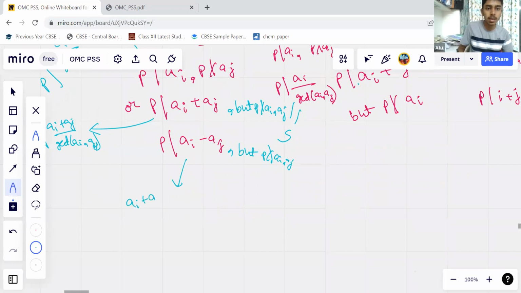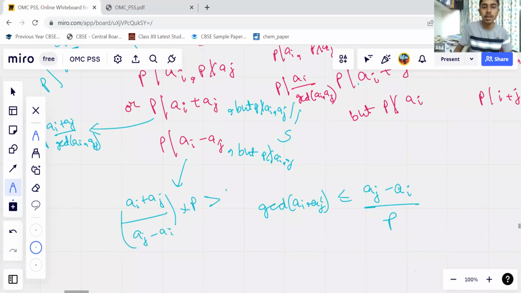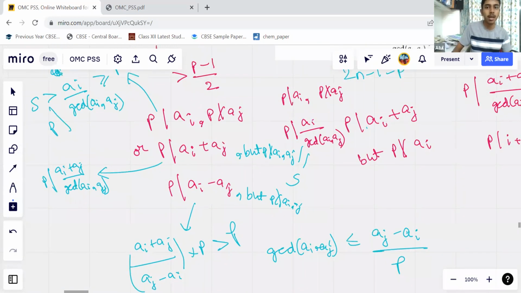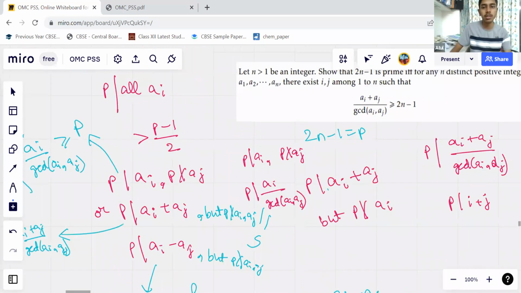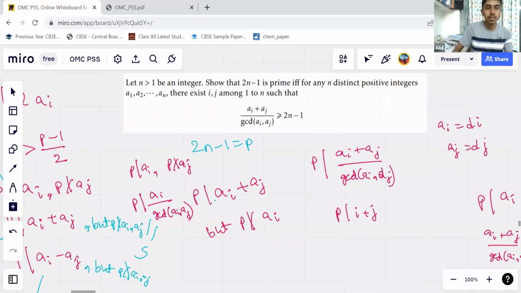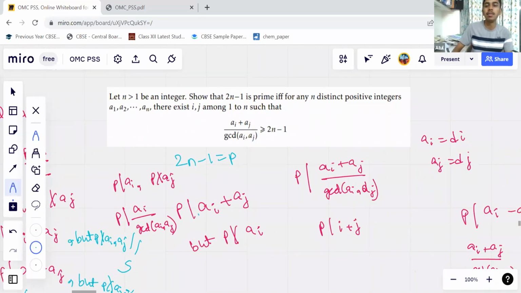And the last case is this. Because P divides AI minus AJ, we know that the GCD of AI, AJ is at most AJ minus AI, or we could just say AJ minus AI over P, which is clearly greater than P. So since one of these cases must be true, we can find such I and J such that the sum AI plus AJ by GCD is at least 2n minus 1, which is P. So the only thing that is left is to show the converse, that if 2n minus 1 is composite, then we can find a counterexample.